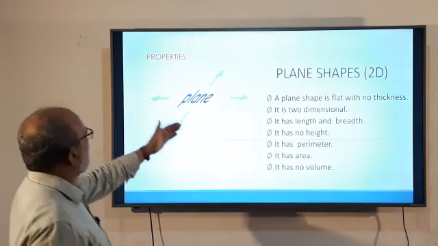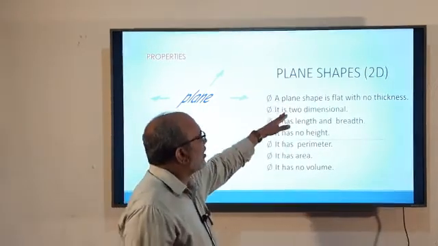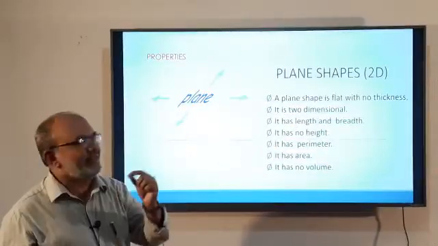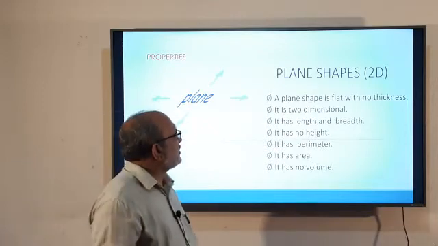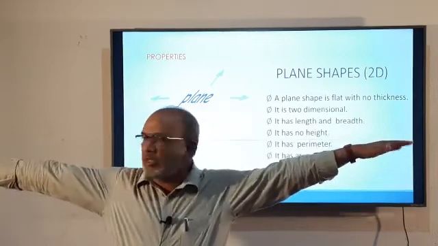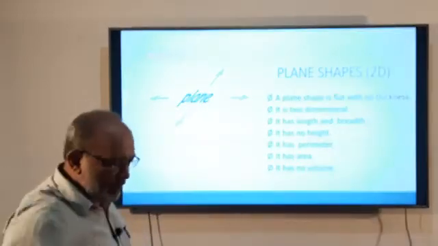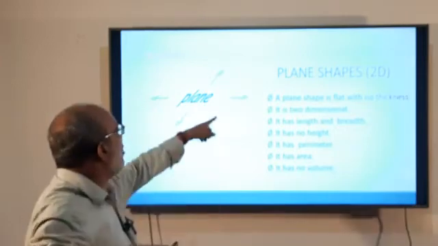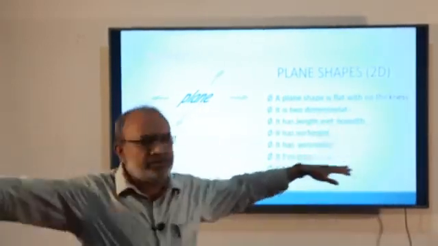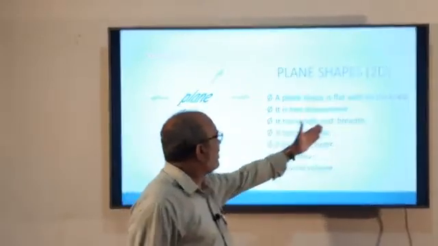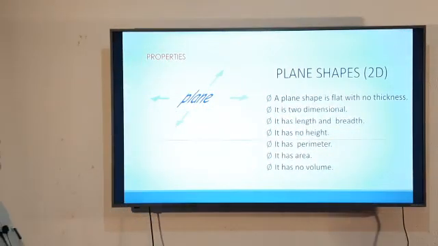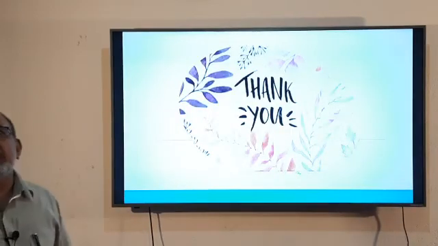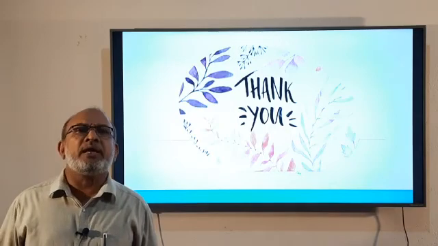What are the main properties of a plane shape? A plane shape is flat with no thickness. This paper you see has no thickness, or we can say it has negligible thickness. And it is 2-dimensional. This is 1 dimension, the other one is this dimension, the 2 dimensions. Not from the earth to the sky, the third one, but all these plane shapes are 2-dimensional. It has length and breadth, it has no height, it has perimeter, it has area, it has no volume. So this is all about plane shapes. We'll continue with solid shapes next session. Okay, thank you.